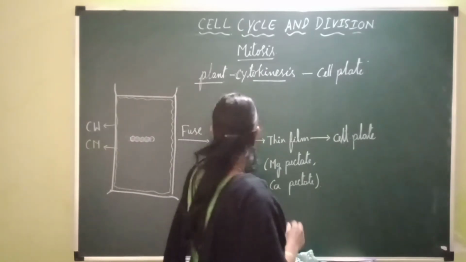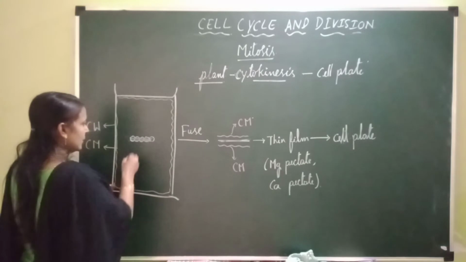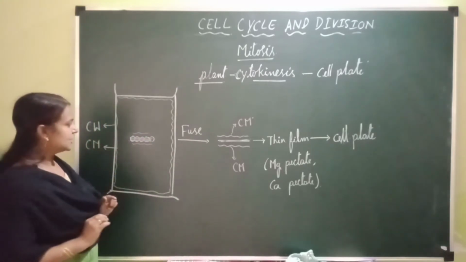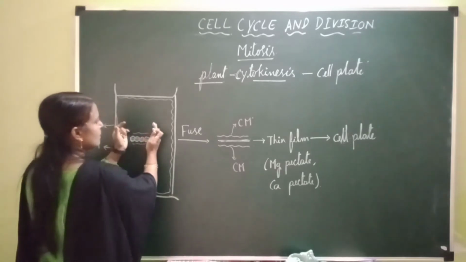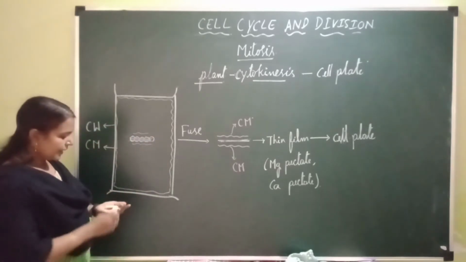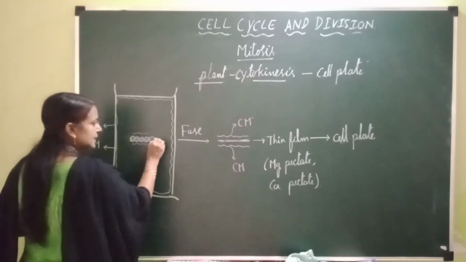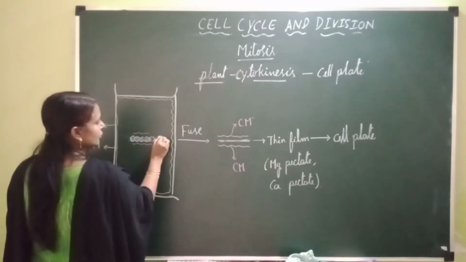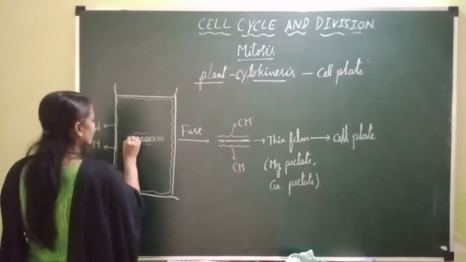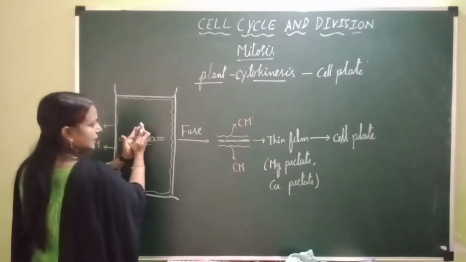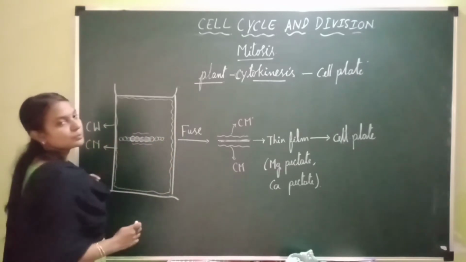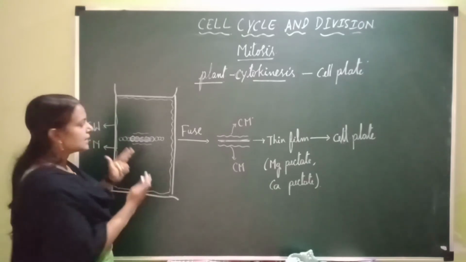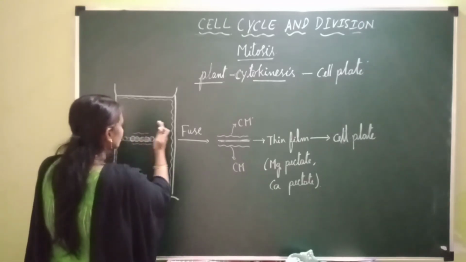So now the cell plate is present at the center. Above this cell plate and below this cell plate, what is formed? Cell membrane is formed. Now this is the cell plate which is formed at the center of the cell. After formation, the cell plate extends from the center towards the periphery due to the accumulation of more vesicles like this. So the cytoplasmic division in the case of a plant cell takes place from the center towards the periphery.